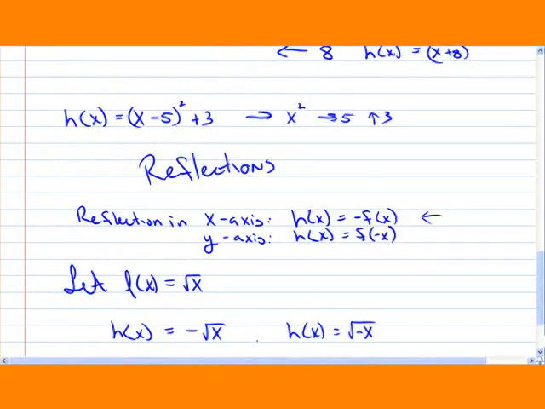And we can add that to what we just did with translation. So if this was negative x minus 5 squared plus 3, you would know that it looks like x squared, but it's been moved right 5, up 3, and flipped upside down.